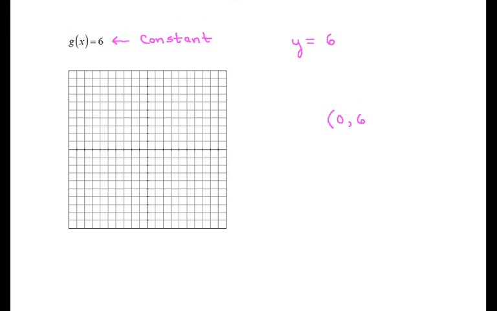X can be anything. It could be 0. It could be 2. It could be 7. But note that in all of these ordered pairs, the one thing they all have in common is that their y coordinate is always 6. So if I draw a few of these points, I can see what line they are generating, and then I can go ahead and draw that line. So a constant function always has a graph that is a horizontal line.